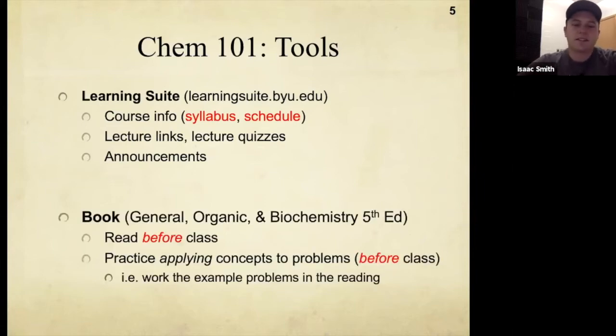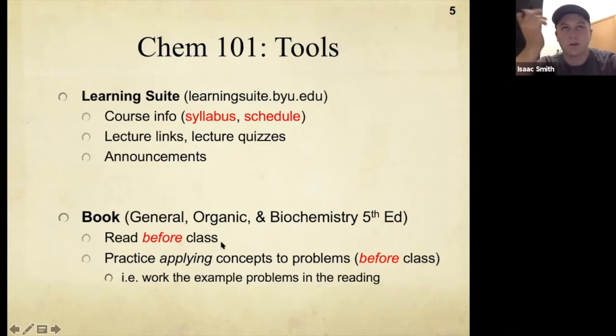For the book, it's going to be the general, organic, and biochemistry book. We're actually using the 6th edition, but if you have a 5th edition, it's not the end of the world. The page numbers might be a little bit different. Sorry, I forgot to edit this slide, but 6th edition is what we're on now. And I'll put the different sections that would be beneficial for you to read before you come to class, or before you watch the lecture, I guess.